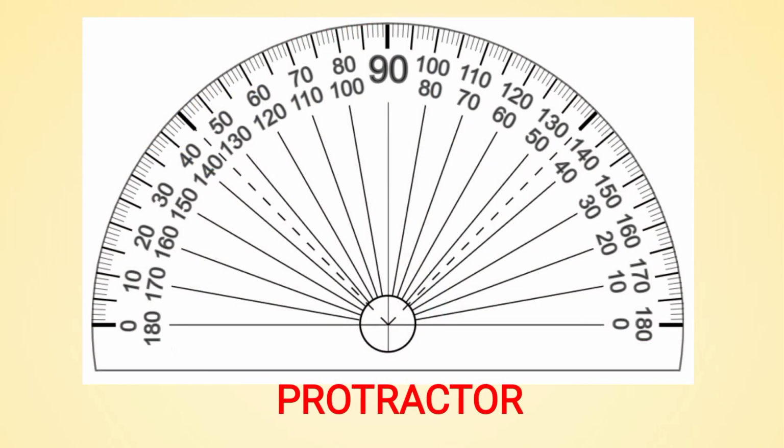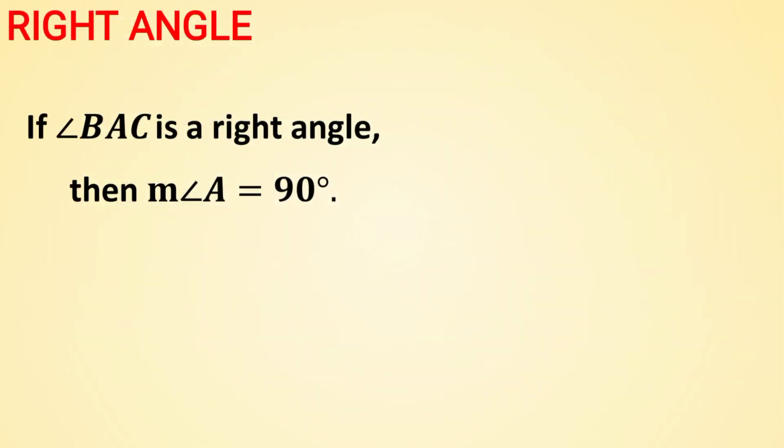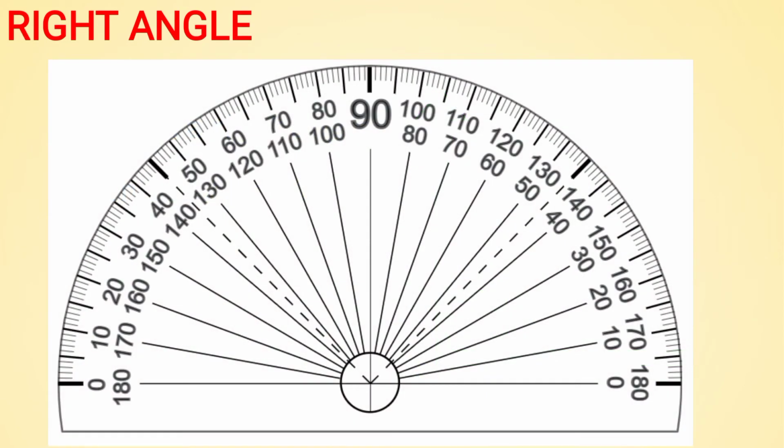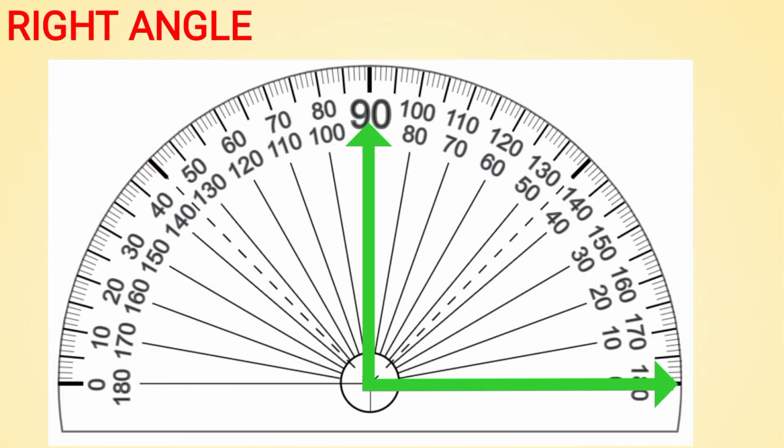We can use a protractor. Let's say right angle. If the measure of angle BAC, or if angle BAC is a right angle, then the measure of angle A is 90 degrees. Here is the illustration. We have A, which measures 90 degrees. This is an illustration of a right angle.